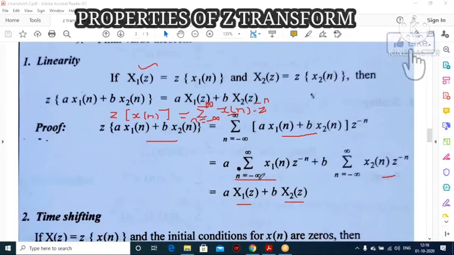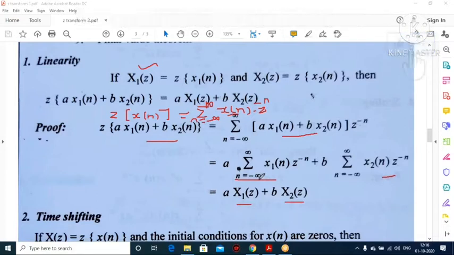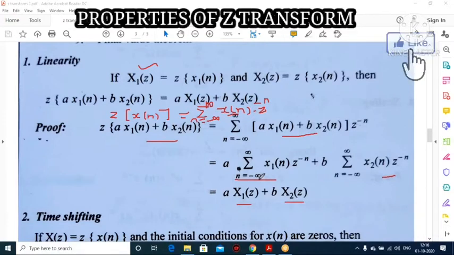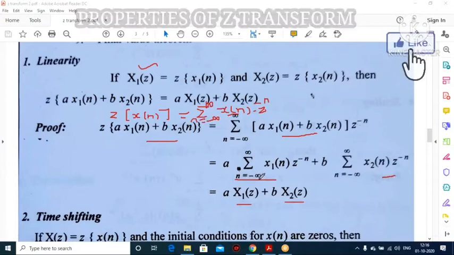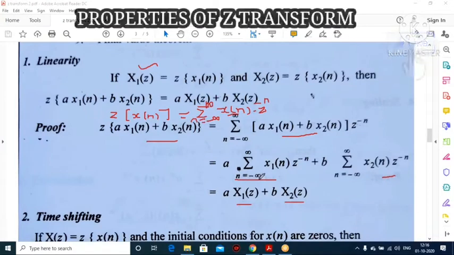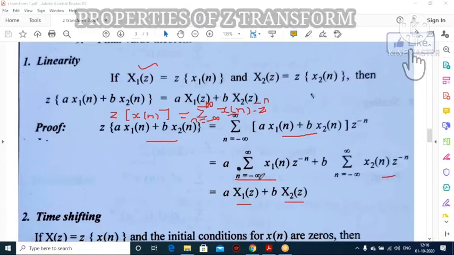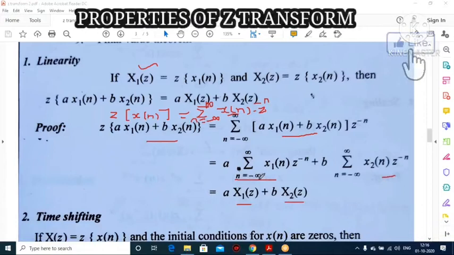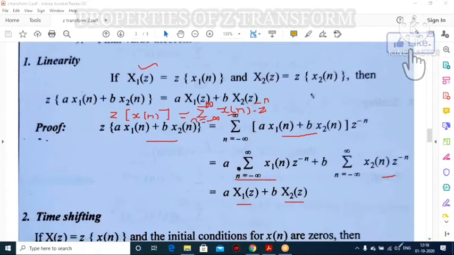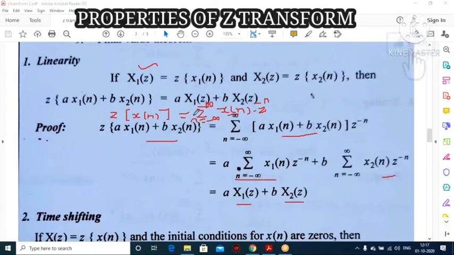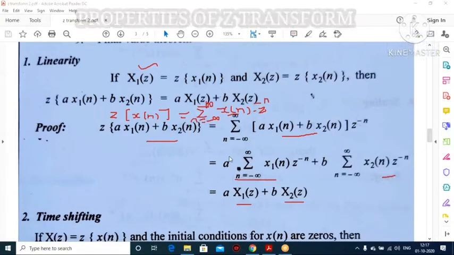Once you know the concept and basic thing, you can write the linearity property in all the transforms, like Fourier transform, Fourier series, as well as Laplace transform, then Z transform. So the concept is this: if it obeys the superposition principle, we call it linearity. The statement is Z transform of a into x1 of n plus b into x2 of n equal to a into x1 of z plus b into x2 of z.